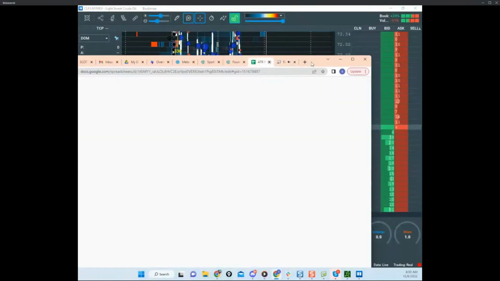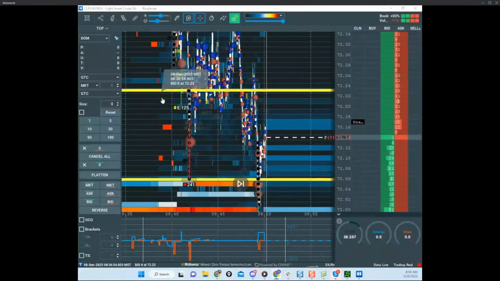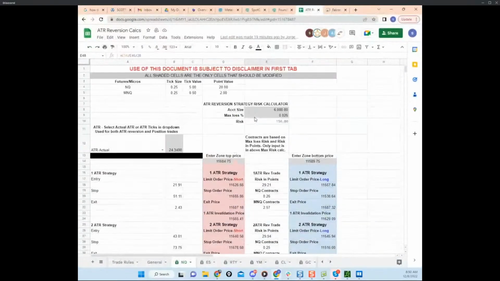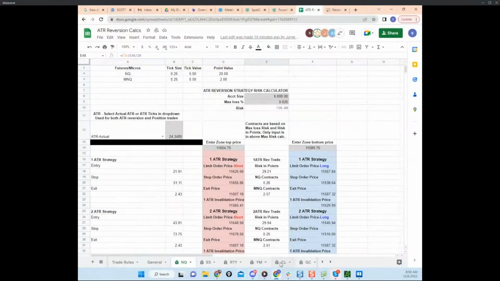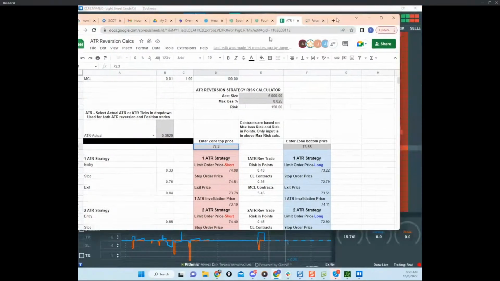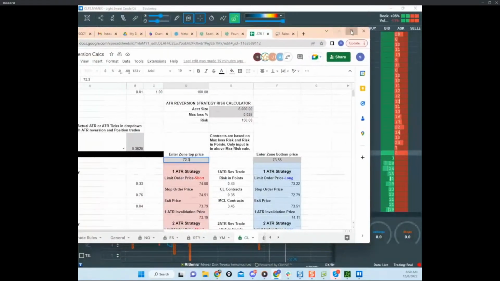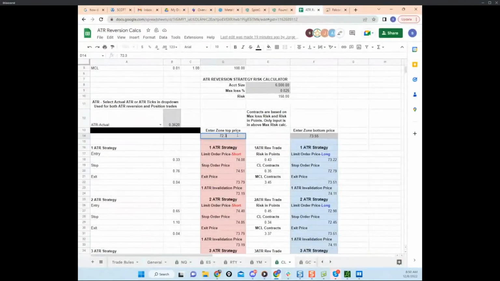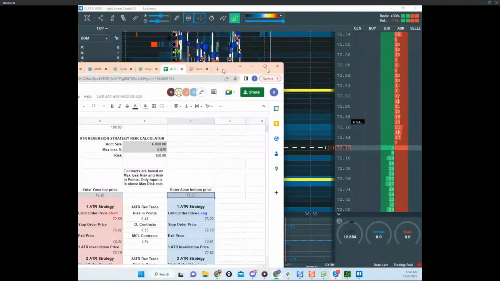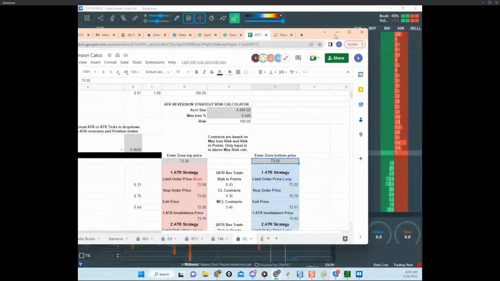So back to my zone. 72.23, 72.06. Put that in. Again, if you remember my trade room, you get access to this spreadsheet. We're doing two different types of trades. Reversion trade. Prices are 72.23. And then a position trade. The position trade you guys have always seen. We're doing a reversion trade, so that you literally just plug the values in and go.